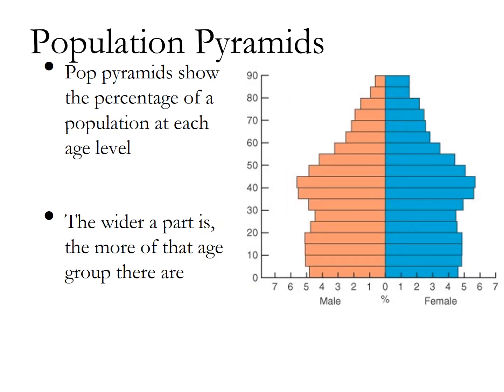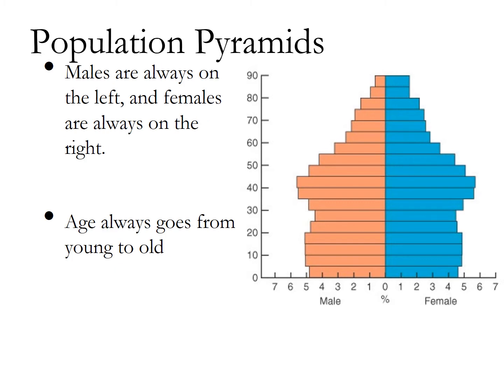So population pyramids show population by percentage at each age level. The wider the part is, the more you have of that population percentage at that age level, right? On the left side going up and down, you have the 0, 10, 20, 30. So the bar graph is broken into groups of 5, 0 to 5, 6 to 10, 11 to 15. And then you just have percentages at the bottom going from 0 to 7. Now, males are always on the left, females are always on the right, and age goes from young to old on population pyramids.